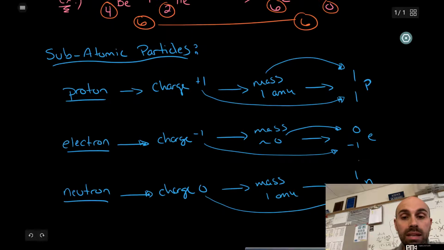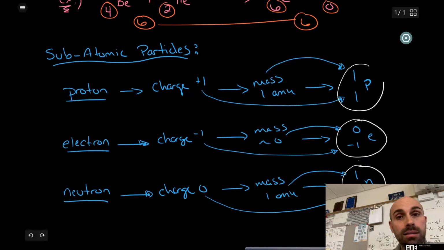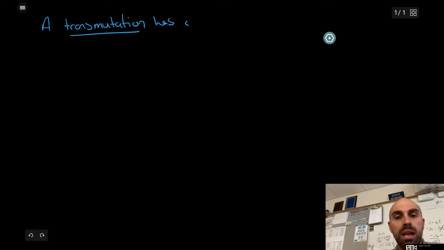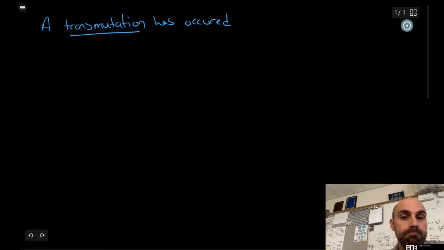So looking at that equation that we wrote previously, that 1, 0, n at the end of the equation was a neutron. So what are these reactions called? They're called transmutations. And we notice that a transmutation has occurred. How do we know this?